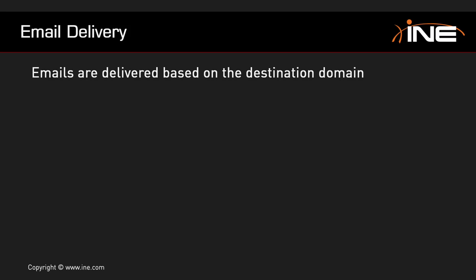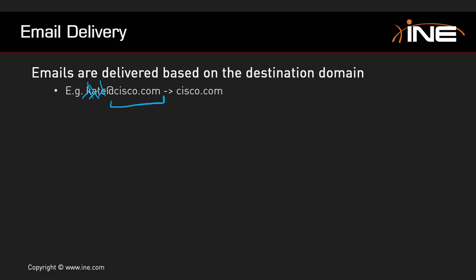Probably the most important thing to remember about SMTP is how emails are delivered, which is always based on the destination domain. So for example, when you send an email to kate@cisco.com or john@cisco.com or someone@cisco.com, this first portion has nothing to do with email forwarding. It's only going to be the domain that is being used by the SMTP software to forward and eventually deliver the message to the final SMTP server.